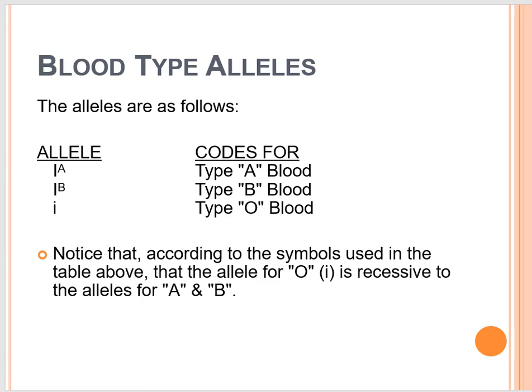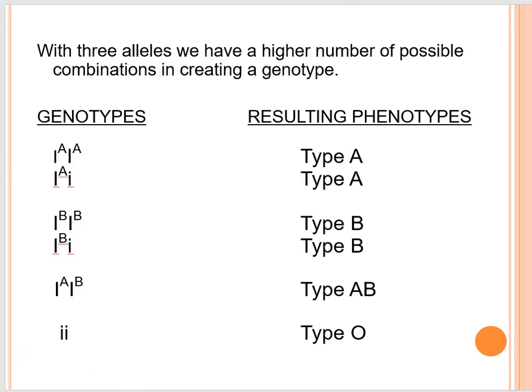So here are all of our different possible ways to get blood types. We have homozygous dominant IAIA. That's type A blood. IA little i is type A, because which one's dominant? Is the A or the O dominant? The A is dominant. A and B are both dominant to O. You have the same thing for type B. IBIB is B blood. IBi is B blood.